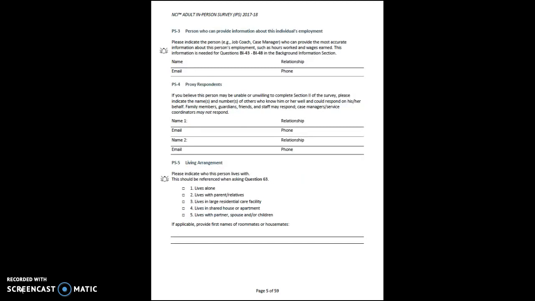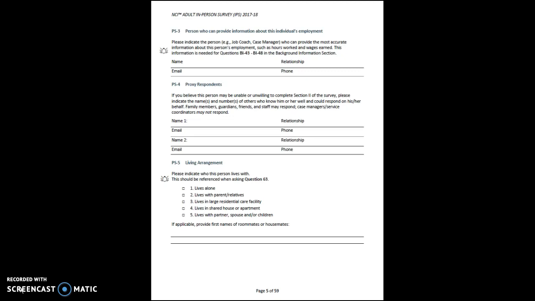We ask about who can provide information on the individual's employment. This may be somebody who you contact when you complete the background information grid, which we'll see a little bit later. But this is also information that's really important later on if we have additional questions about any of that employment information, to know who to call to verify any information that's necessary.